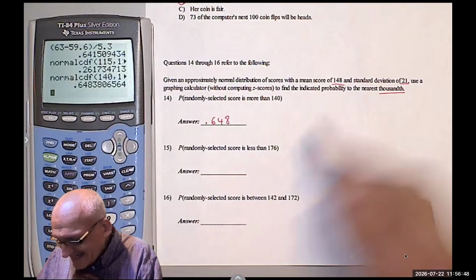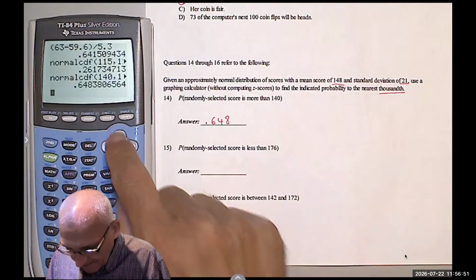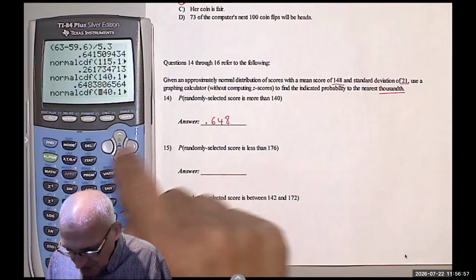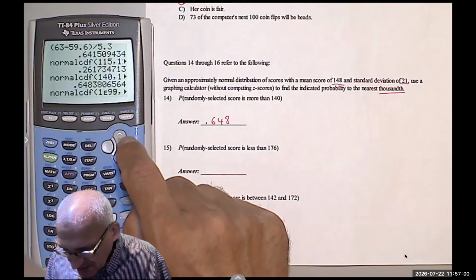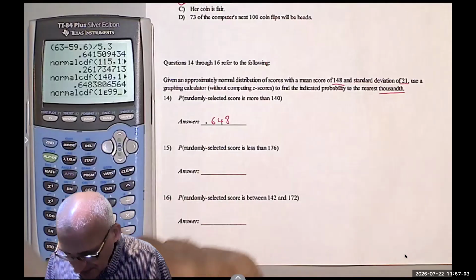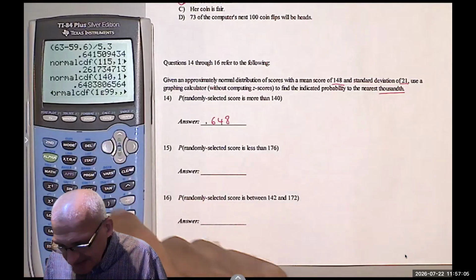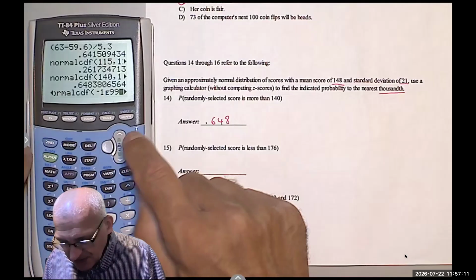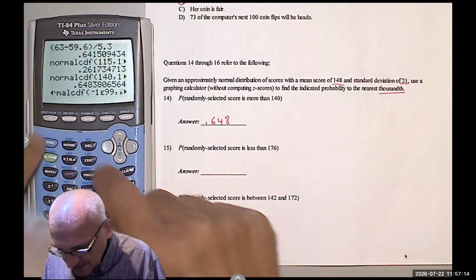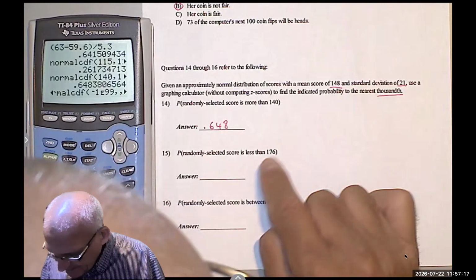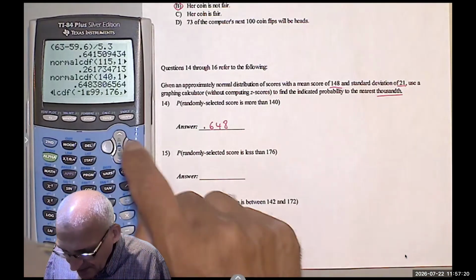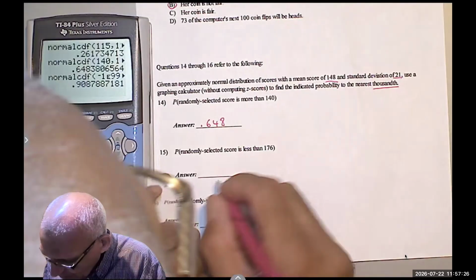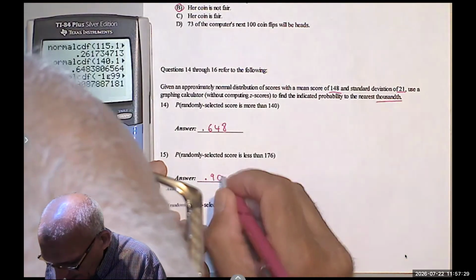A randomly selected score is less than 176. Okay, so, well, why did I do that? So the lower would be negative 1 times E to the 99, so negative infinity. And the upper is 176, but the mean and the standard deviation are the same. So here I get 0.909.